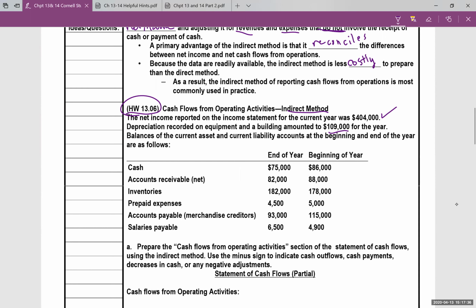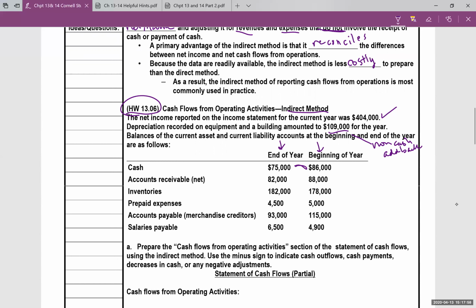Okay, so this is important. This is what it was at the end of the year. This is what it was at the beginning of the year. Okay, and again, this was non-cash. We're going to be adding that number back. Okay, now we want to take a look at the difference here. So first of all, look at the difference in our cash. We have to reconcile that.